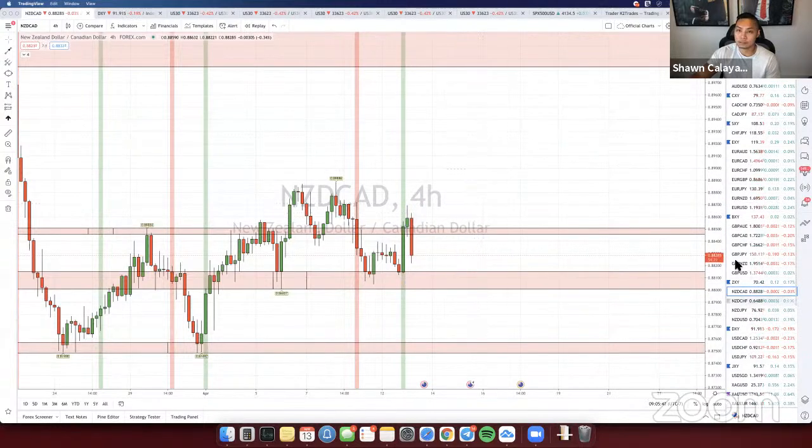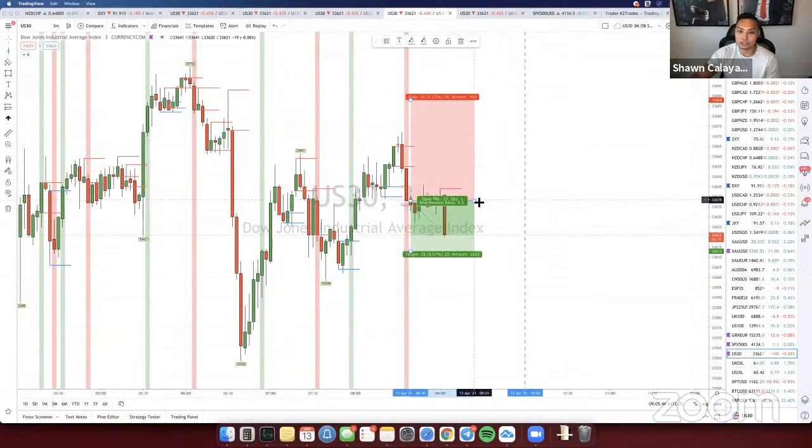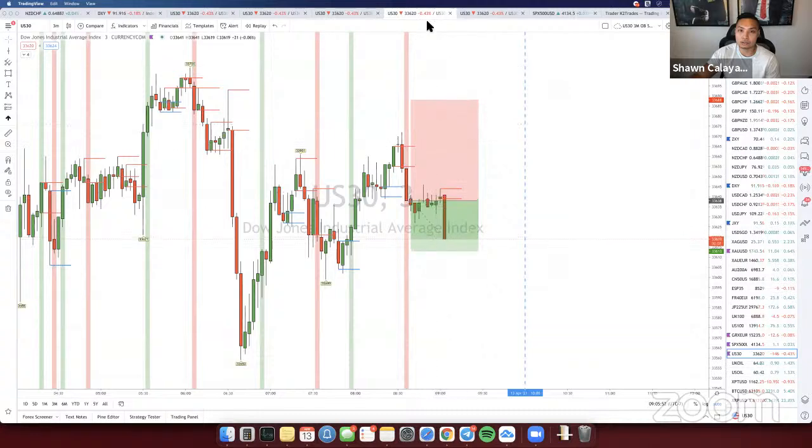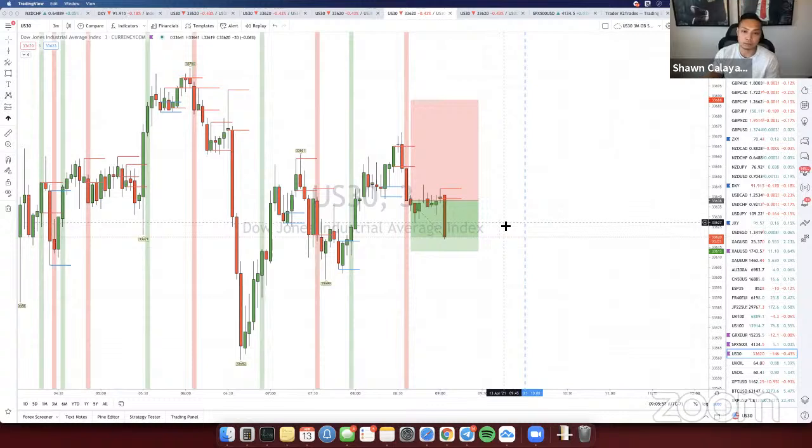Let's see, Nick said US 30 is heading down. There we go. So this is what we want. Now that we have some volatility in the market, now we have some confirmation that we should probably take some trades in that direction. So yeah, whoever took that sell earlier that I showed you guys, I'm not in this trade, but if you did take that sell, it's currently pushing down now as we speak.